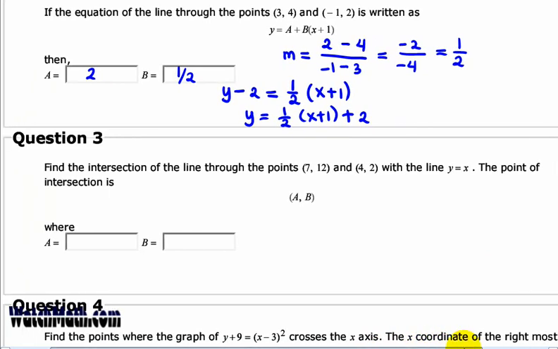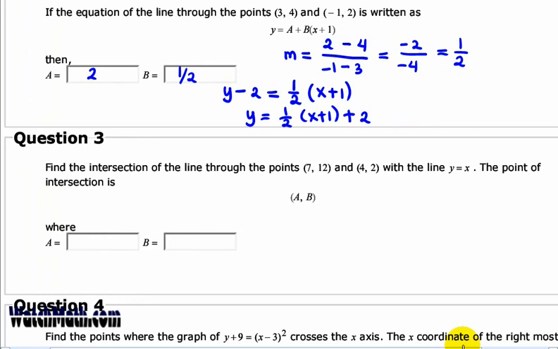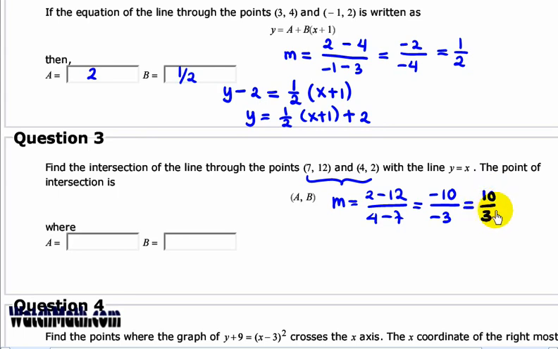Okay, question number 3. We want to find the intersection of the line through the given 2 points and the line y equals x. First, as we did before, we find the equation of the line passing through these 2 points. First find the slope, change in y, 2 minus 12, over 4 minus 7. If we simplify, we have -10 over -3, which is equal to 10 over 3.